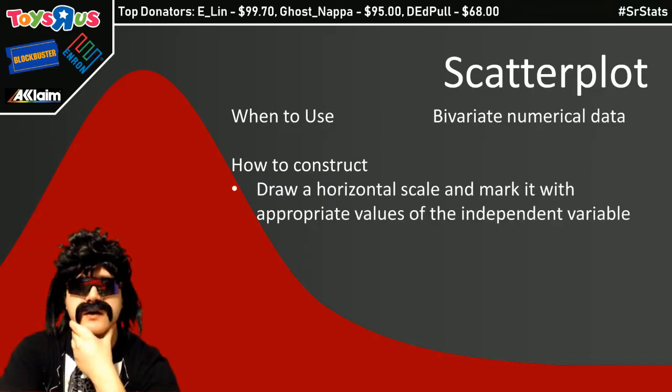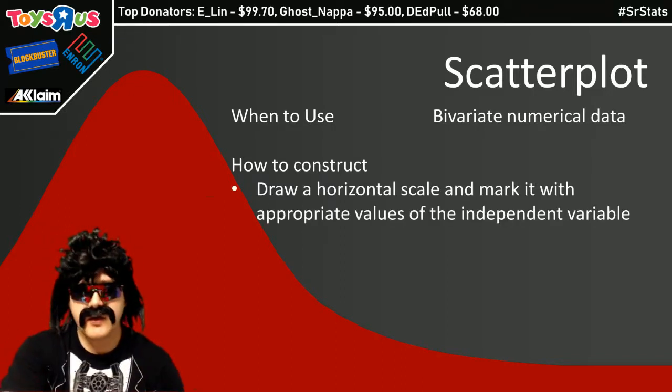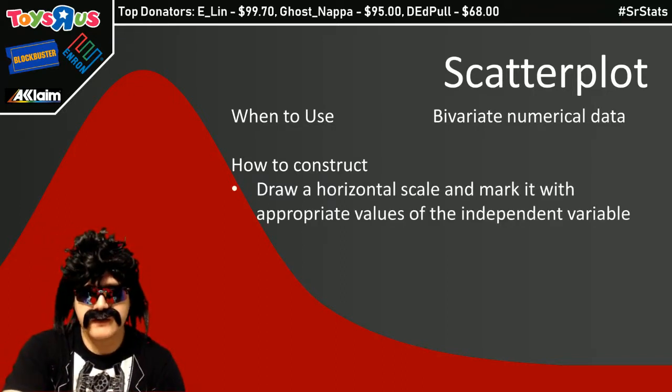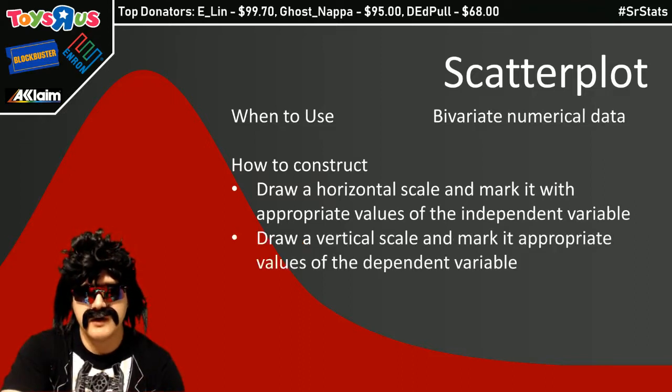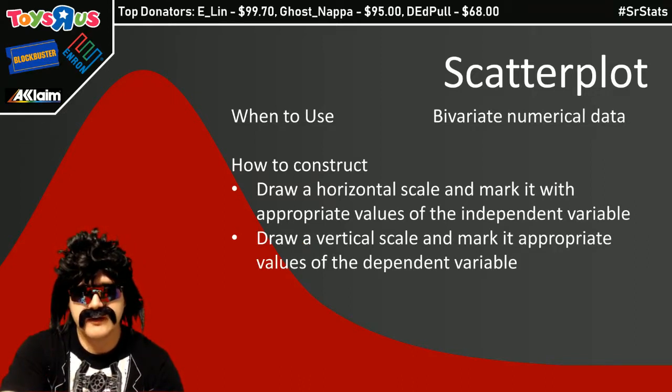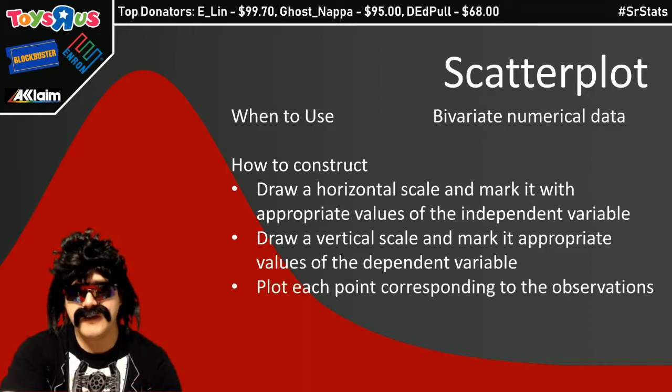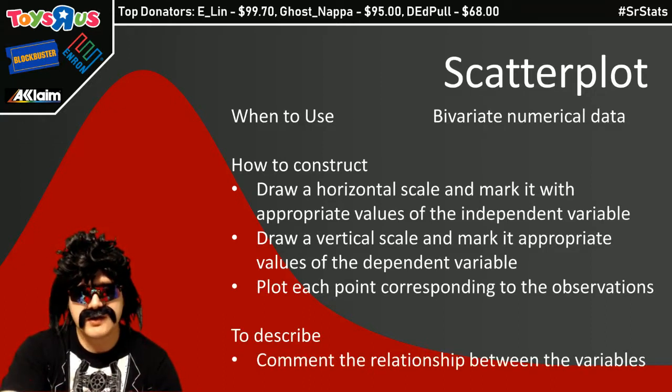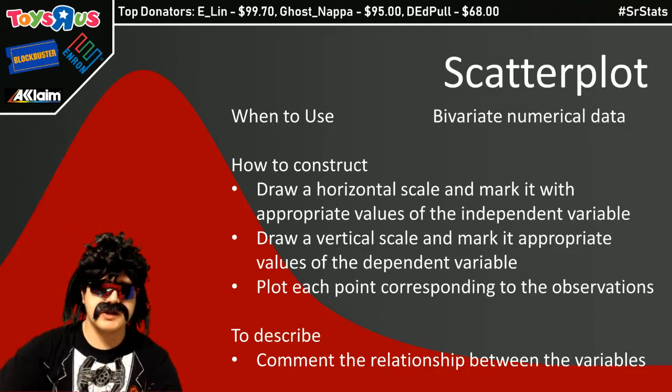Alright, so you draw a horizontal scale and mark it with the appropriate values of the independent variable, and draw a vertical scale and mark it with the appropriate values of the dependent variable. Plot each point corresponding to the observations, and we describe it by commenting on the relationship between the variables.